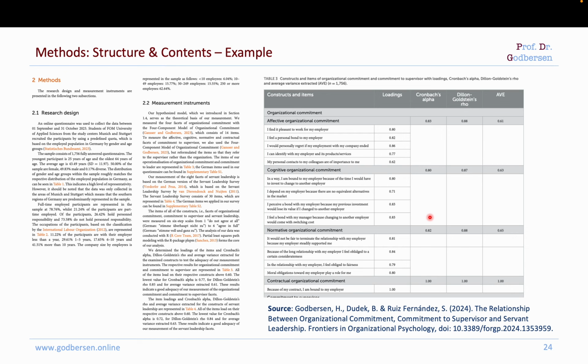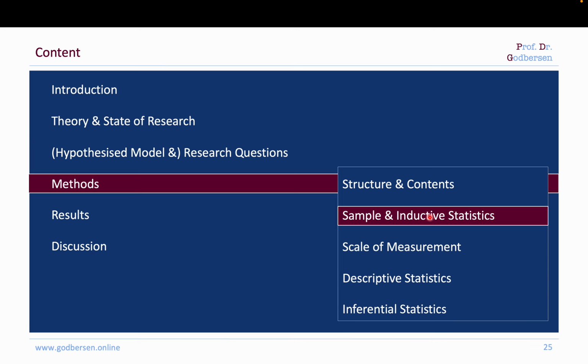And that is the methods section. And here again, very short and concise. And I hope you can use this as a blueprint when writing your own research paper. Very short here, what's the structure and the contents of the methods section. In the next part of this crash course, I will elaborate on how you draw your sample and what inductive statistics is in this context.